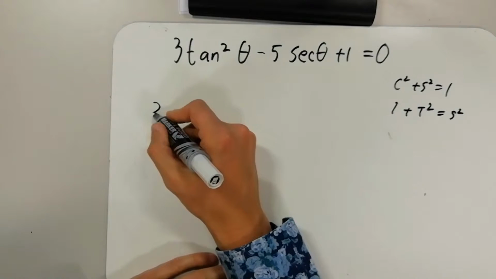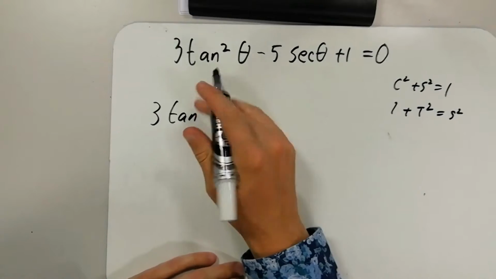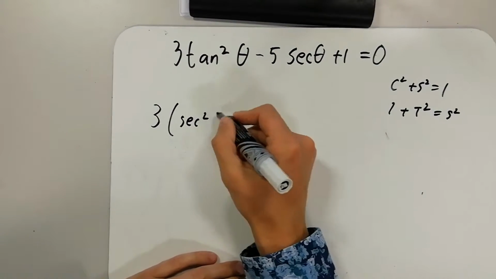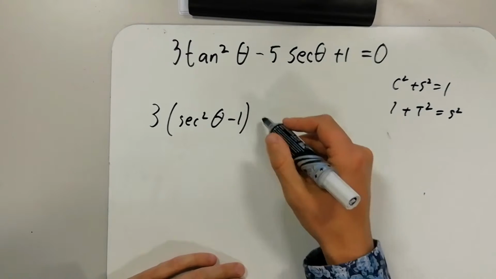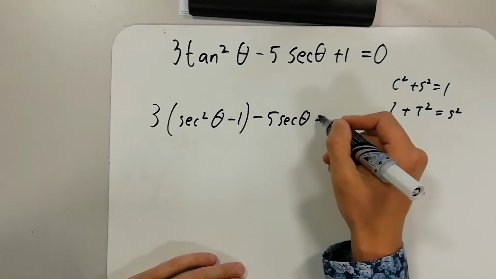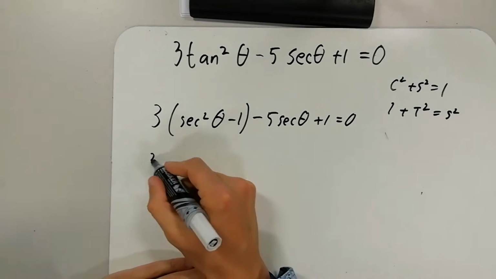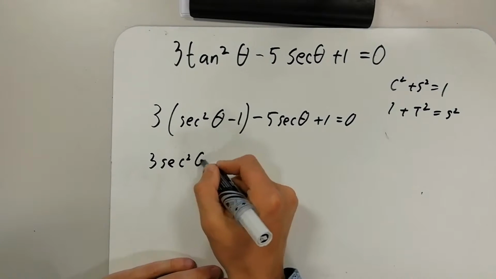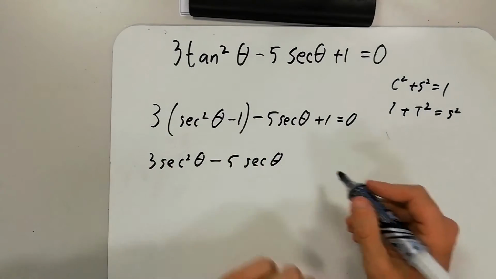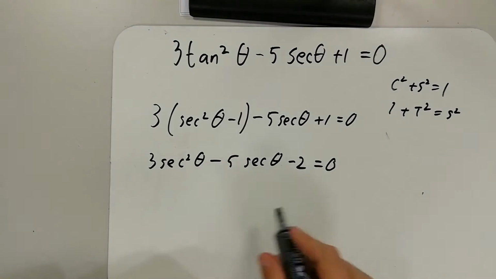Substituting that in, we get 3 tan squared is equal to 3 lots of sec squared theta minus 1, minus 5 sec theta plus 1 equals 0. Expanding and simplifying that, we get 3 sec squared theta minus 5 sec theta minus 2 equals 0.